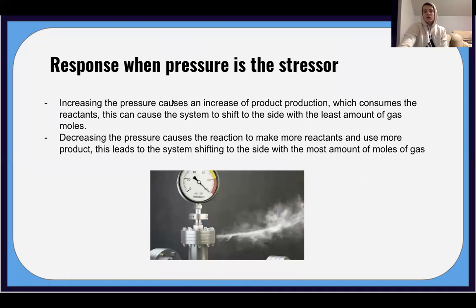The response when pressure is the stressor. Increasing the pressure causes an increase of product production, which consumes the reactants. This can cause the system to shift to the side with the least amount of gas moles. Decreasing the pressure causes the reaction to make more reactants and use more product. This leads to the system shifting to the side with the most amount of moles of gas.